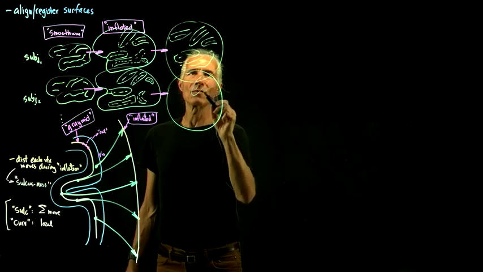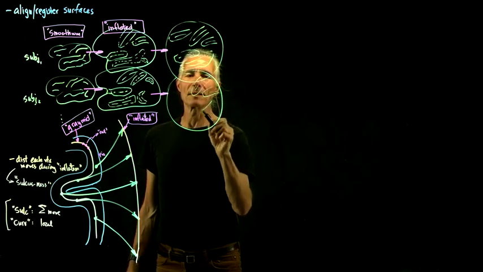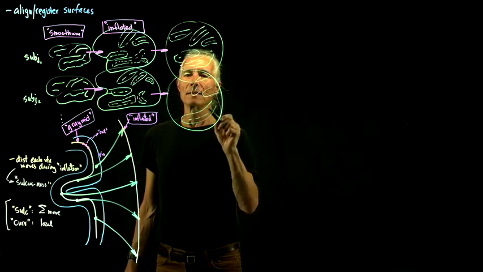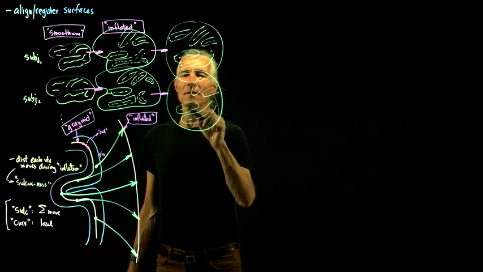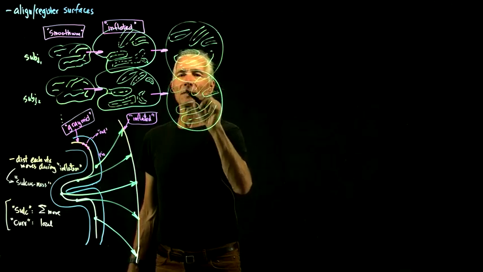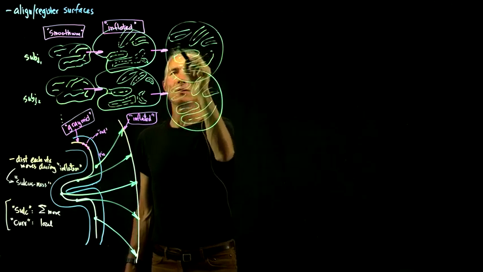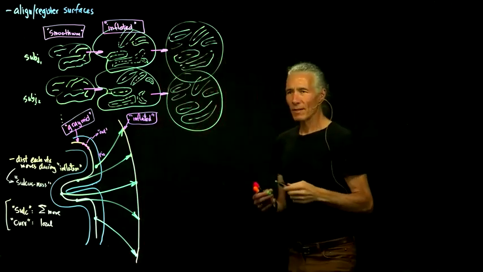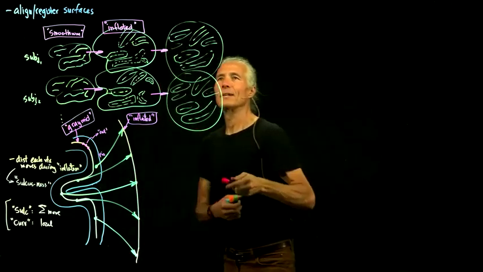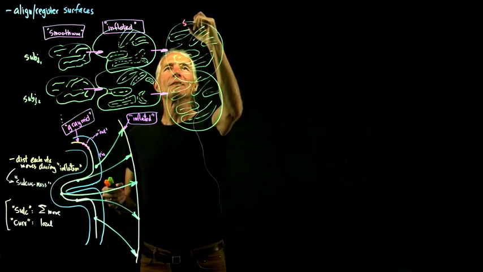Now, each sphere is going to have a different number of vertices, so they're all going to be slightly different from each other. So you have to deal with that somehow. So that's the sphere.